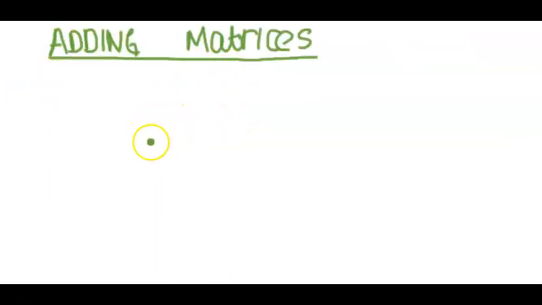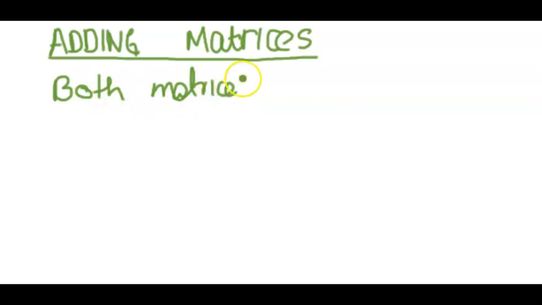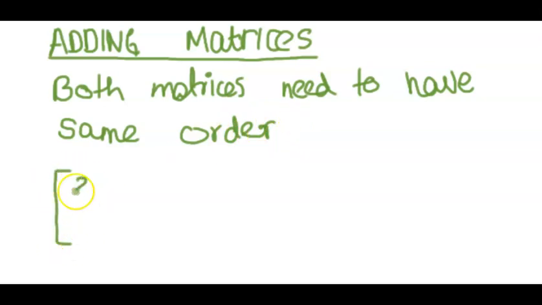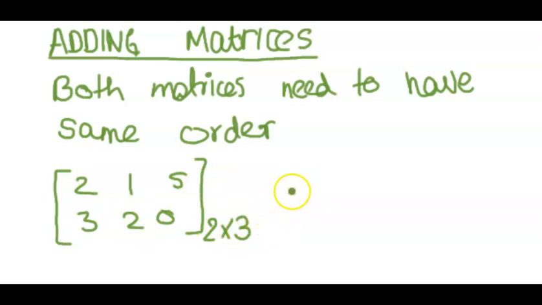To add matrices, the order of both matrices should be the same. So both matrices that need to be added should have the same order. If the order is not the same, you can't do it. For example, I got 2, 1, 5, 3, 2, 0. What is the order of this matrix? 2 cross 3. And I'm going to name this matrix A.